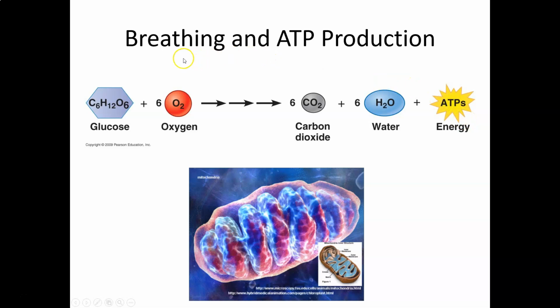So how does breathing relate to this? Well, you breathe in the oxygen that we need so we can burn the glucose, and we breathe out the carbon dioxide that we produce in this process. So your respiratory system is really just designed to help you get what you need and get rid of what you produce during cellular respiration.